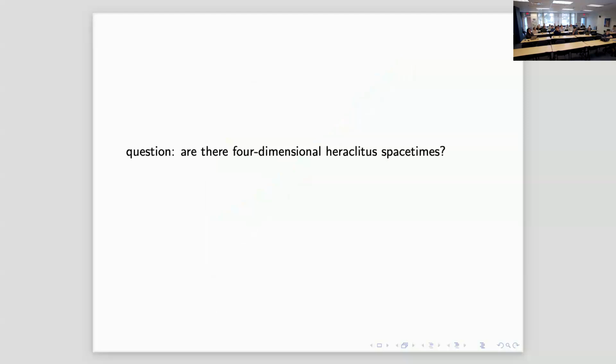So that's a Heraclitus spacetime. Immediately, I have a couple of questions. Number one, are there four-dimensional Heraclitus spacetimes? I would love to come up with an example of a four-dimensional version of this idea. Presumably, these are around. Presumably, if you're following this proof strategy, you'd have to come up with four scalar fields, kind of play them off of each other. But things get pretty hairy pretty fast.